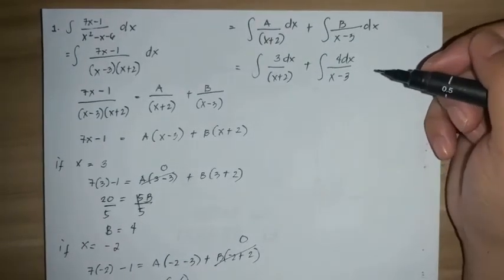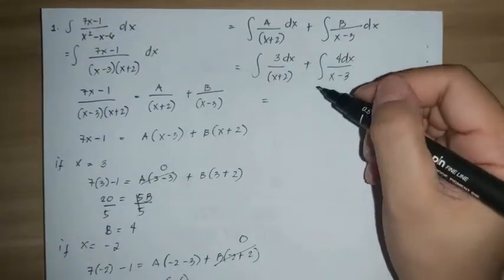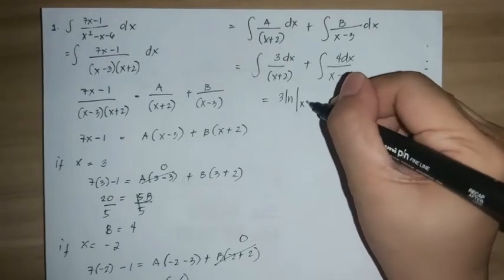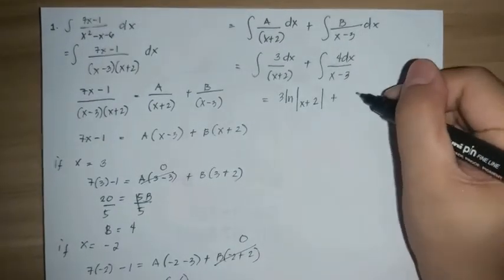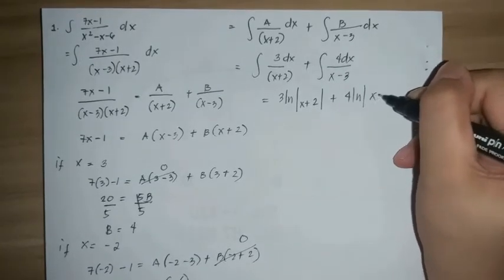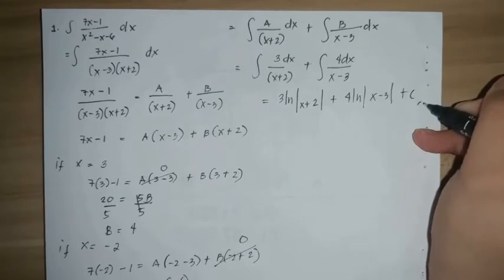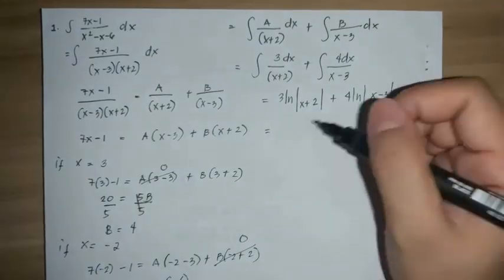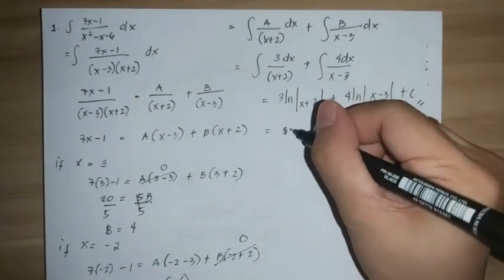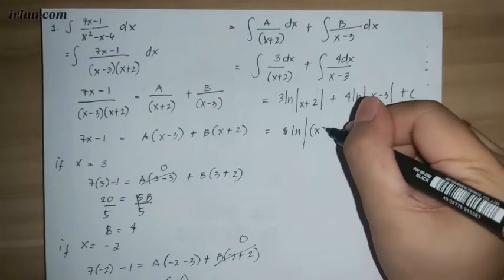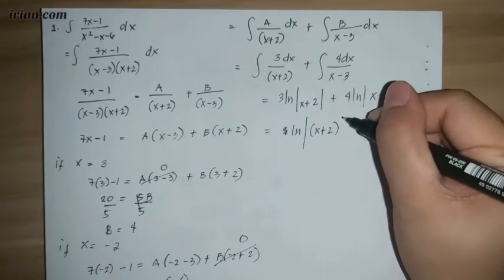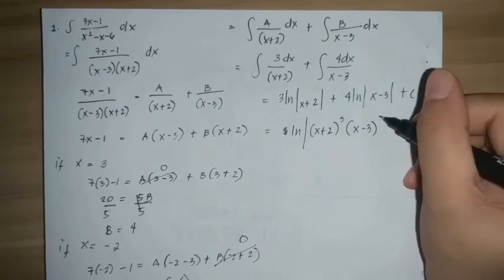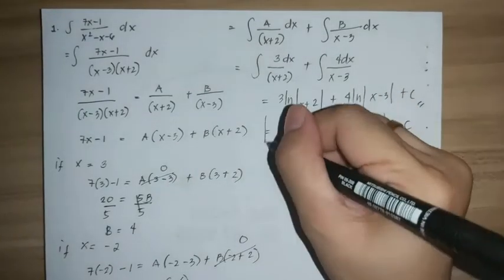Now we can do the basic integration formula. So we have 3 ln of (x plus 2) plus 4 ln of (x minus 3) plus c. This is the answer, but you need to reduce it. We have ln of (x plus 2) raised to 3 times (x minus 3) raised to 4, plus c. So this is the final answer.